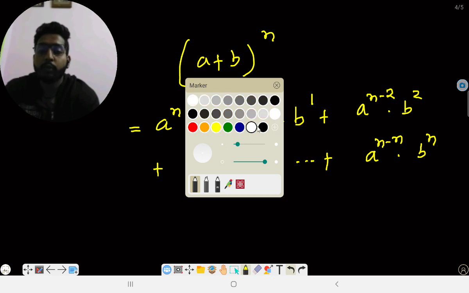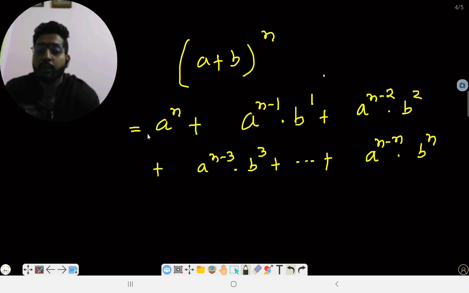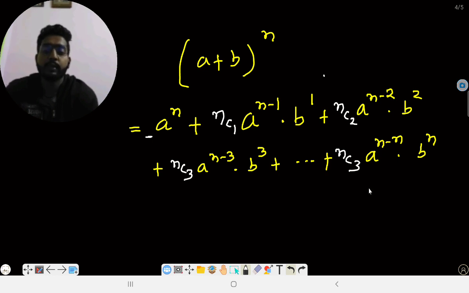And what will be the coefficients? The coefficients will be, first time it will be nc0, and we know nc0 is 1, so no need to write this one. The next one will be nc1, next term will be nc2, then nc3, and so on. The last one will be ncn, so the last term will be ncn like this. Okay, so this is the way to solve this type of thing. So whenever there is a plus b whole to the power n, we can use this type of thing.